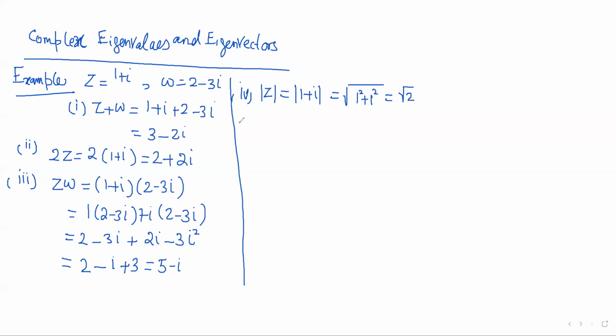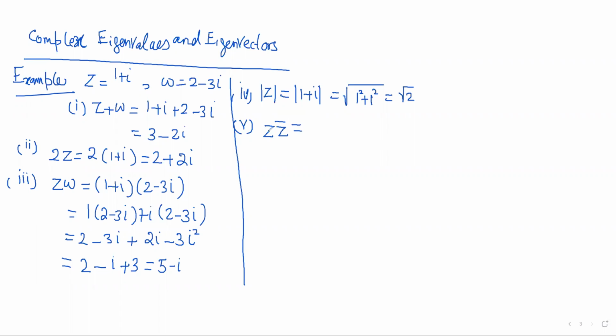And then the fifth part is, what is z bar? z bar is actually the conjugate. z bar is called the conjugate of z.